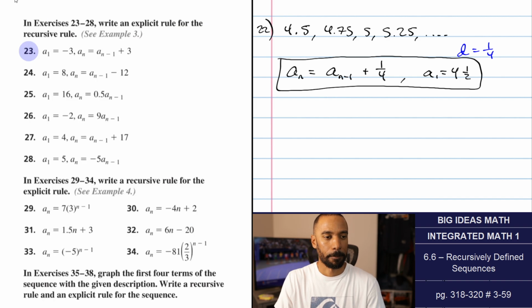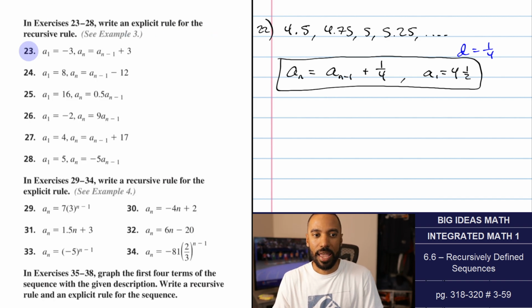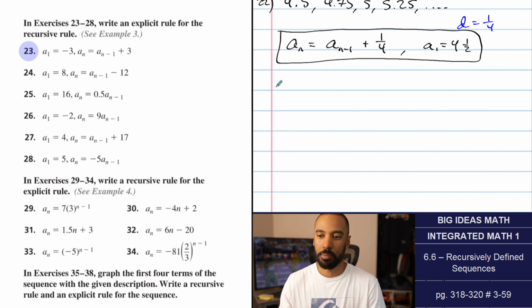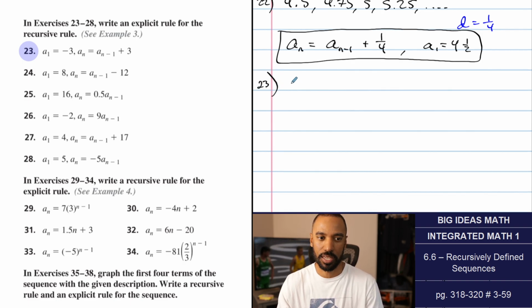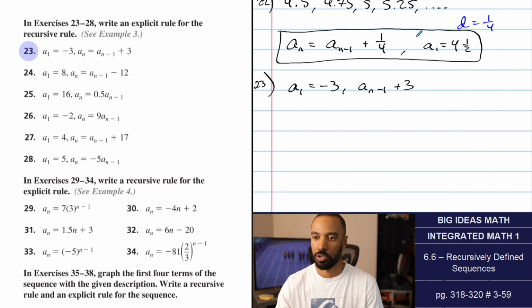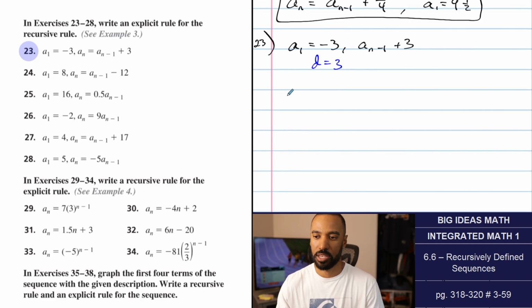Okay. Numbers 23 to 28, write an explicit rule for the recursive rule. So once again, you can tell, guys, they're doing both arithmetic and geometric on all of these things. So we're writing the explicit rule. Keep in mind that it uses n minus 1, but in a different way. So this one is an arithmetic sequence. You can tell because of the common difference. Your first term is -3. That's already noted. Your common difference is 3. How do we write an explicit rule based off that?